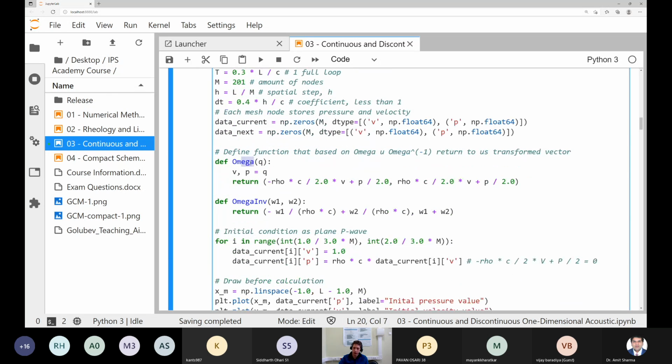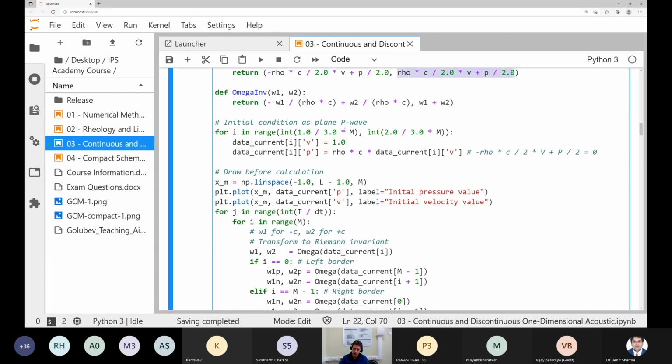So this is the trivial function. The same for omega. If you know the value of V and P, you can obtain the value of W1 and W2. So you can go to the Riemann invariance and back. I applied the initial condition here. In fact, I choose V and P such that one of the invariant W1 or W2 is equal to 0 in the whole domain, and the other is not equal to 0. It will lead to the initiation of the plane wave propagated to the right direction or to the left direction. It depends on the chosen number of invariant W1 or W2.